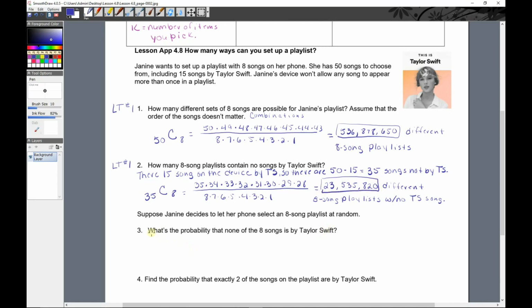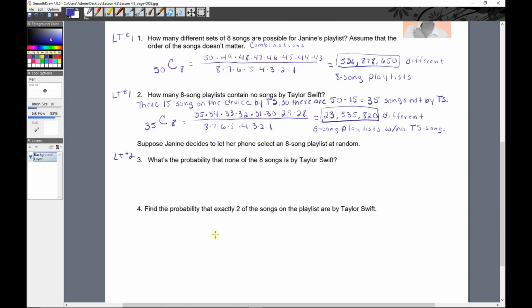So suppose, and we'll call this learning target number 2, suppose Janine decides to let her phone select an 8-song playlist at random. What is the probability that none of the 8 songs is by Taylor Swift? Now this is a probability. Neither of the 2 answers we previously got were probabilities. They're just counts of things. But now we've got to convert things into a probability.